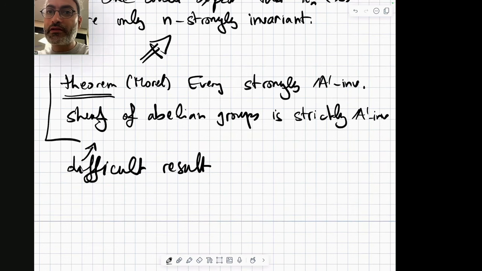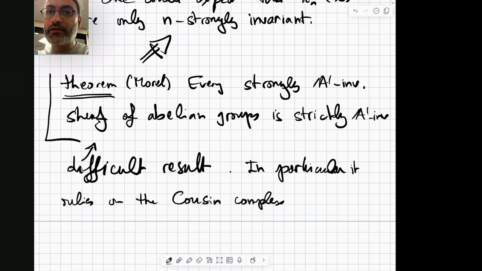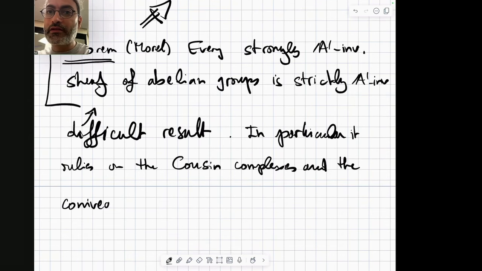So some names. We will use a particular... it relies on what are called the Cousin complexes and the Cousin spectral sequence. And it requires a lot of work. Okay, so that's one thing.